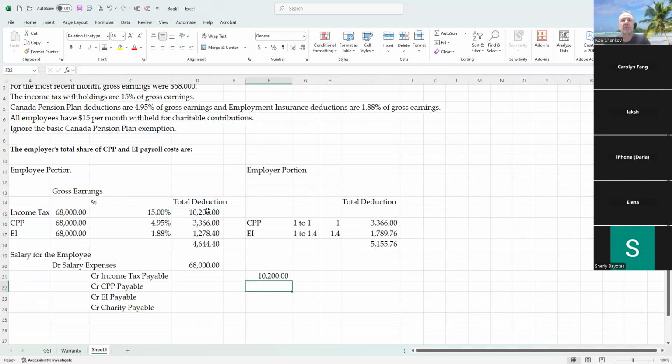How much will be the amount of my Canada Pension Plan? Next on the line, charity payable, where we have 24 employees times $15 per employee. Let's do the math: 24 times 15 is 360. I have to deduct that for the charity. And what's going to happen with the rest?